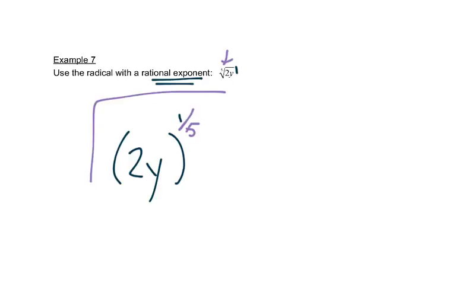This wants us to write it with a rational or a fraction exponent. So let's put the 2y in parentheses. There's no exponent inside there, so it's understood to be a 1. So that's going to be our top, and the root is a 5th root, so that will be the bottom of the fraction. So we have 2y to the 1/5 power.